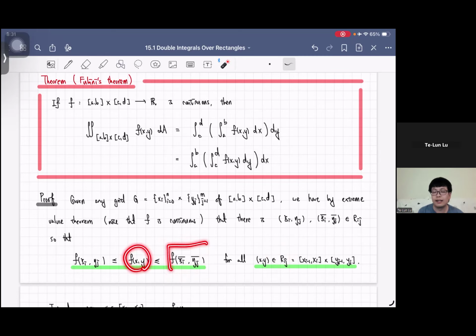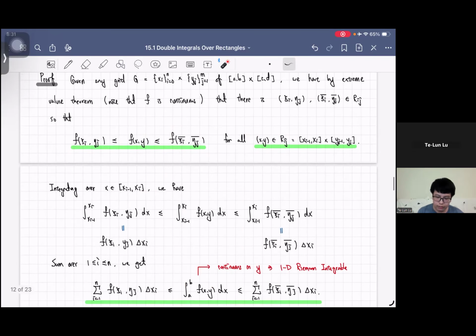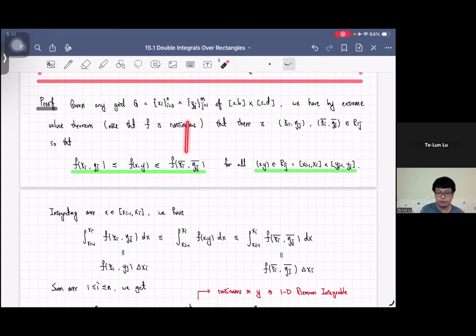So f of x, y will always be less than f of (ξi bar, ηj bar) whenever (x, y) belongs to Rij, and also f of (ξi, ηj) will always be smaller than f of x, y whenever (x, y) belongs to the rectangular region. Now let us integrate these functions. Actually these two are constant functions, right? They are just the minimum and maximum values on the region [xi minus 1, xi] times [yj minus 1, yj]. By integrating with respect to x, the middle term is simply the one-dimensional integration, and the left-hand side is this value times xi minus xi minus 1, that is, the interval length delta xi. Similarly, the right-hand side is simply f of (ξi bar, ηj bar) times delta xi.